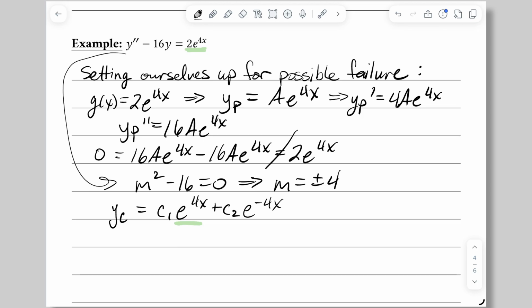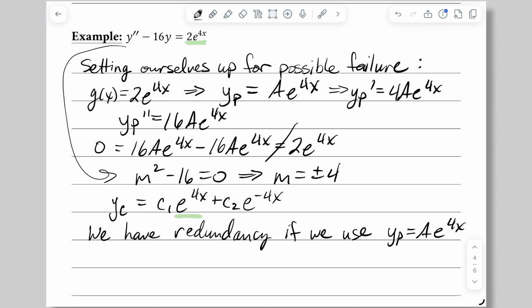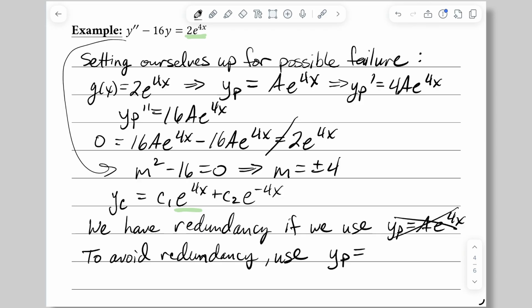I'm going to say that's redundant. So we have a redundancy here if we use yp equals ae to the 4x. To avoid the redundancy, we're going to use y sub p is equal to axe to the 4x. It turns out, to avoid redundancy when you have it, only when you have it, we multiply by the lowest power of x that clears all redundancies. So now we have our form yp equals axe to the 4x, and I'd like you to pause the video and finish this problem. Find what a is and then form the general solution.